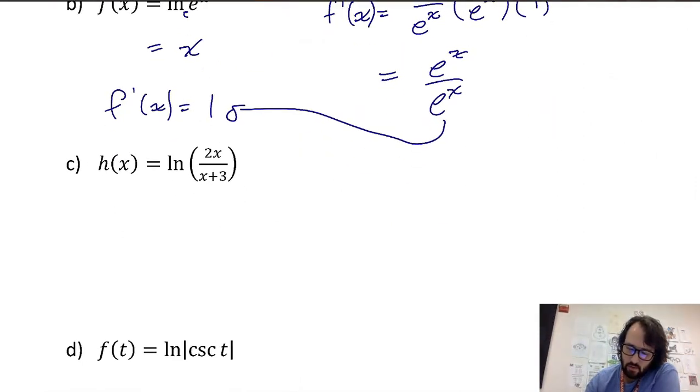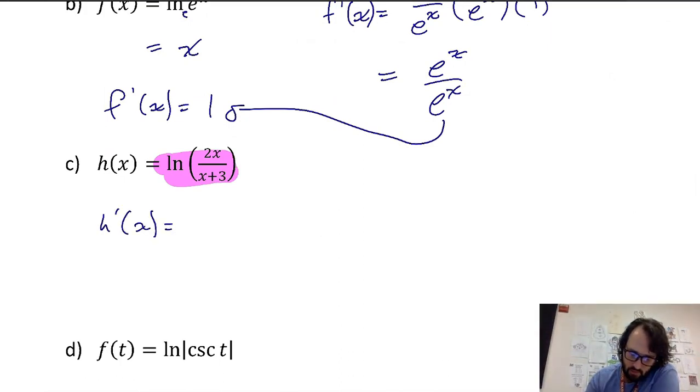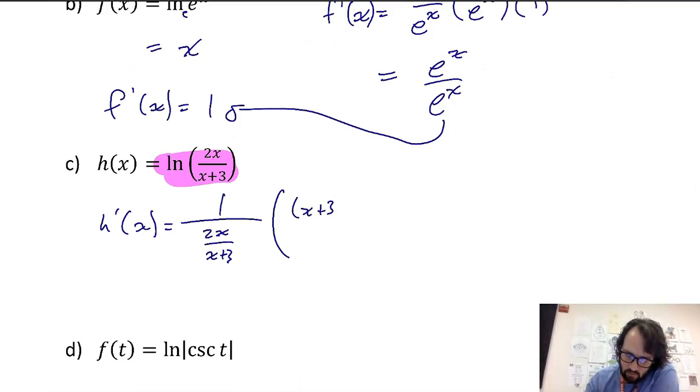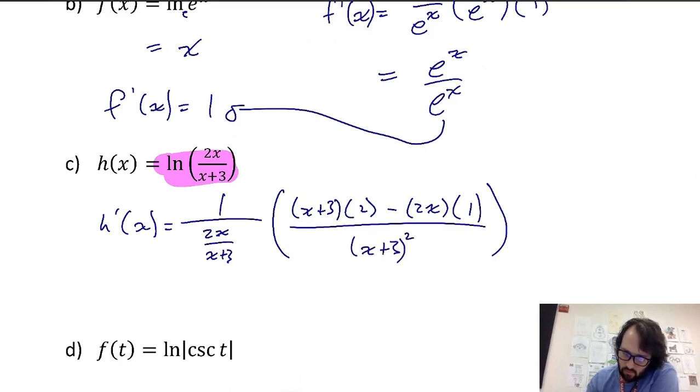All right. So again, here I definitely need to use the chain rule. So h prime of x is 1 over the thing inside, which will be 2x over x plus 3, times the derivative of the thing inside, which is a quotient rule, so I need to do low d high minus high d low. So low d high minus high d low all over low squared. And there's no further inward to look, so that would be it.